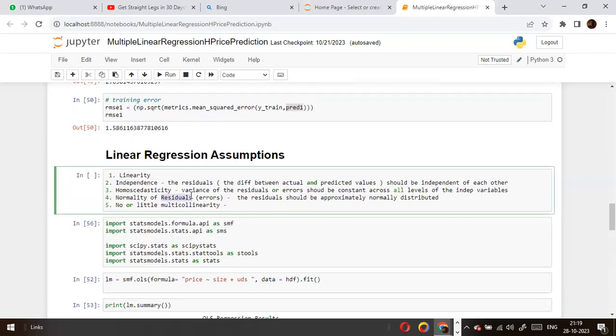And also, we discussed the assumptions. Linearity: what is linearity? Each independent variable should be correlated well with your dependent variable. Then independence: the residuals should be independent of each other. The variance of residuals or errors should be constant across all levels of the independent variables. We discussed homoscedasticity also, and normality of residuals: the residuals should be approximately normally distributed. No or little multicollinearity. There should not be any multicollinearity.